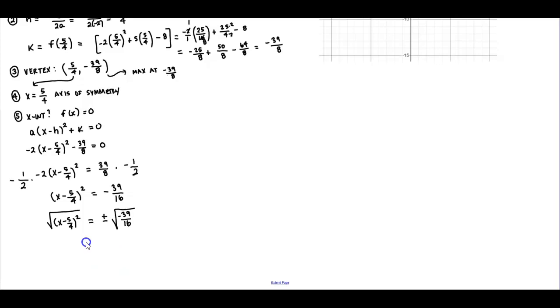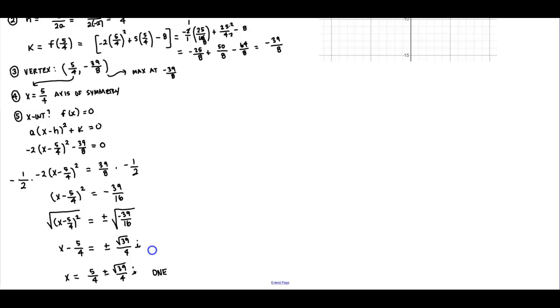Okay, so now we end up getting x minus 5/4 equals plus or minus the square root of 39 divided by the square root of 16, which is 4, and that negative has to give us the imaginary number i. And so therefore the x-intercepts, if we add 5/4 to both sides, are going to be 5/4 plus or minus the square root of 39 over 4i. Okay, well, what does that tell us? Well, since it's an imaginary number, that means that the x-intercepts do not exist.